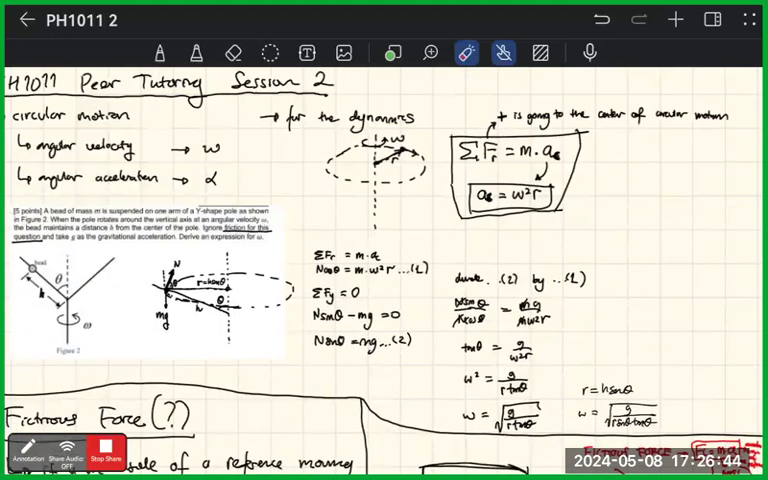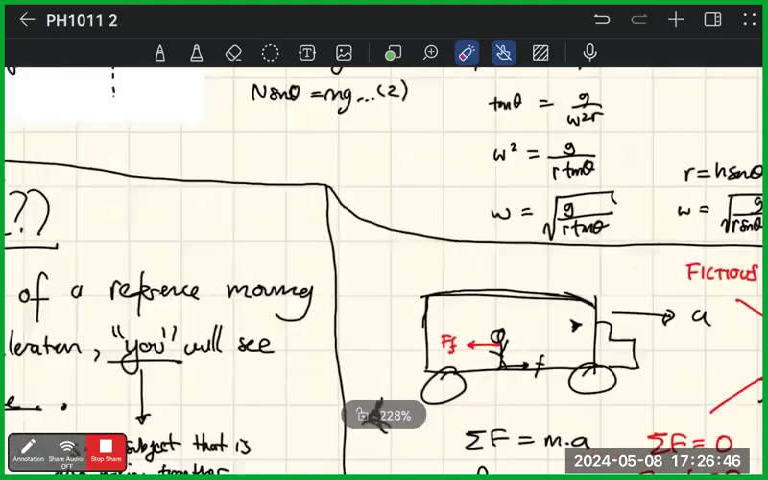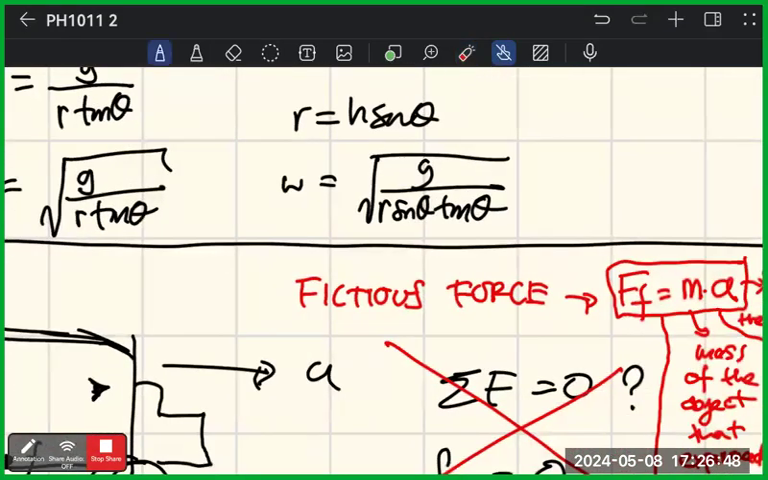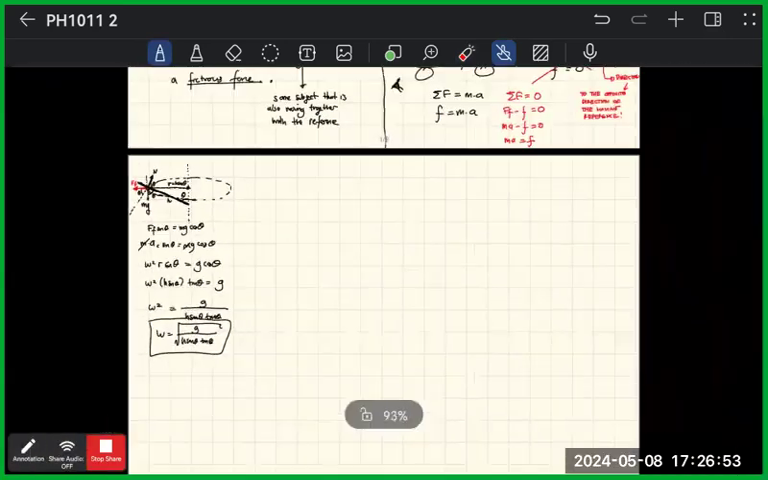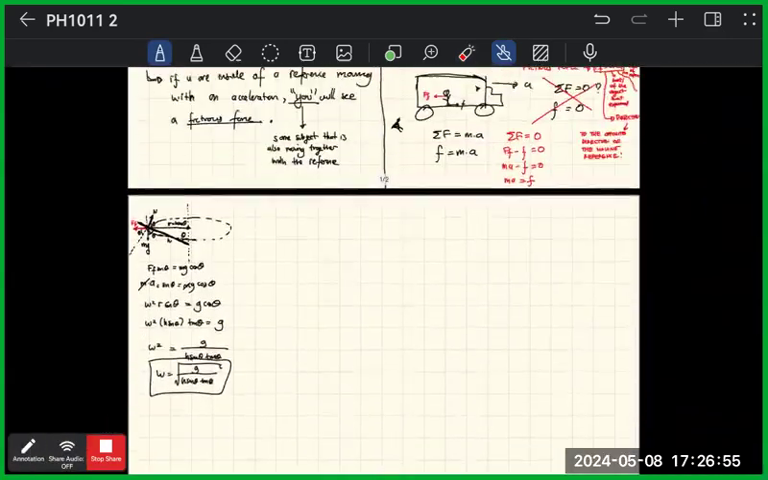Oh, this is not R again, this is H. Sorry guys. So that's how you apply fictitious force.